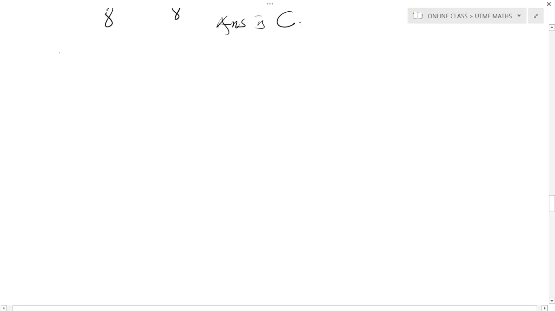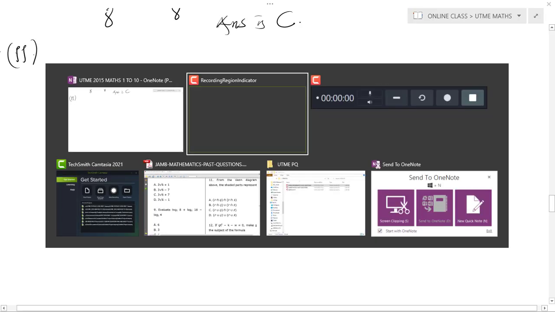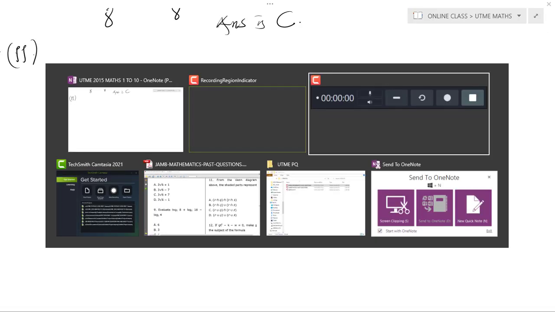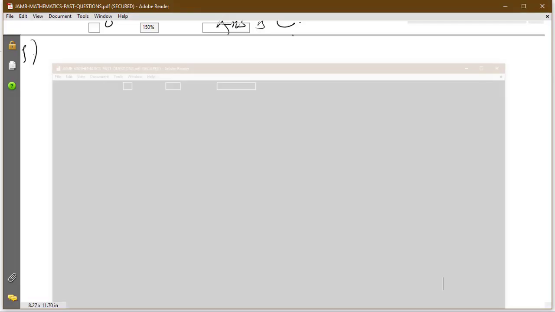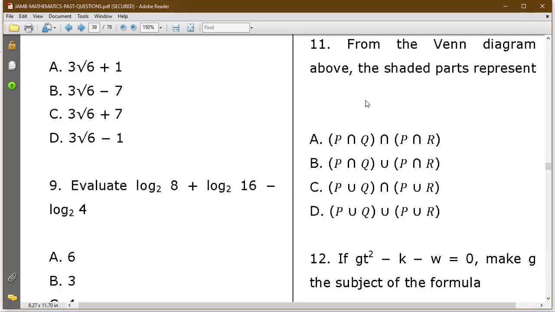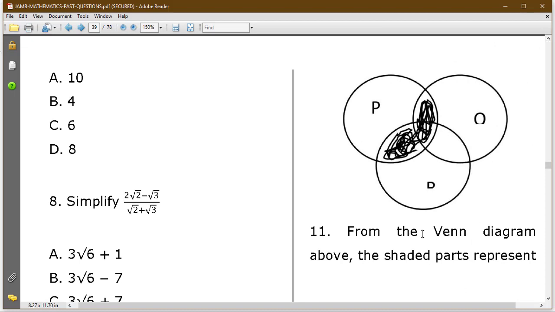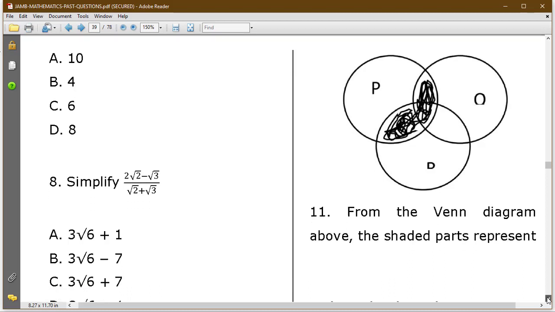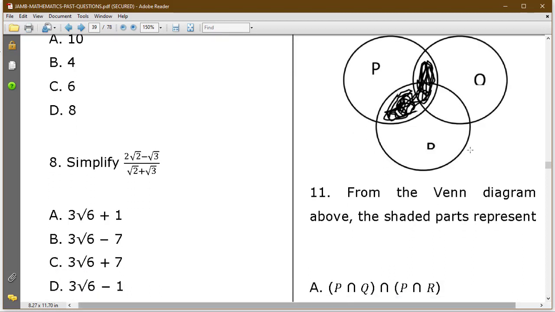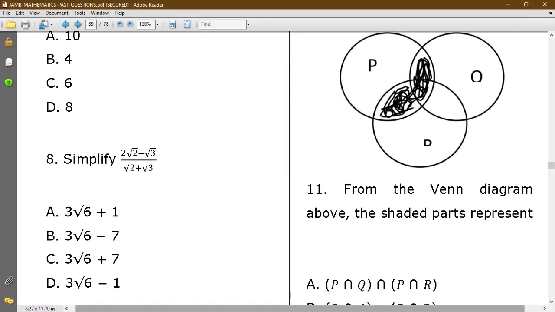Number 11 is the next question to be solved. Let's look at the question. The question says, from the Venn diagram above, the shaded part represents dash. So let's draw that out and see how beautiful this thing is.